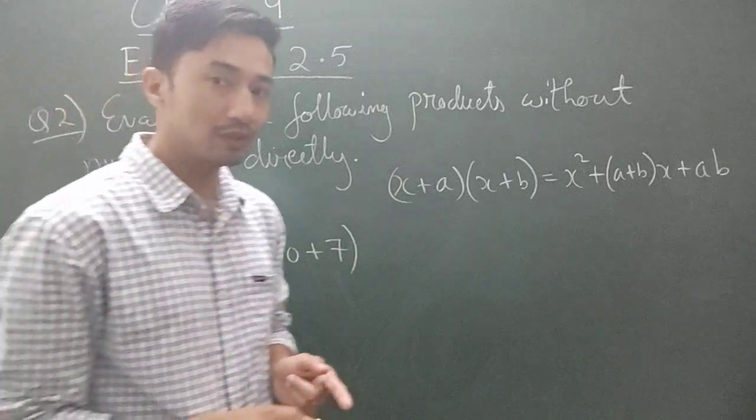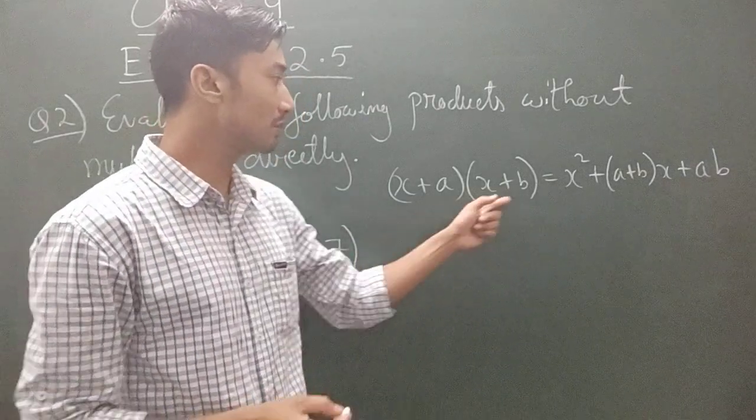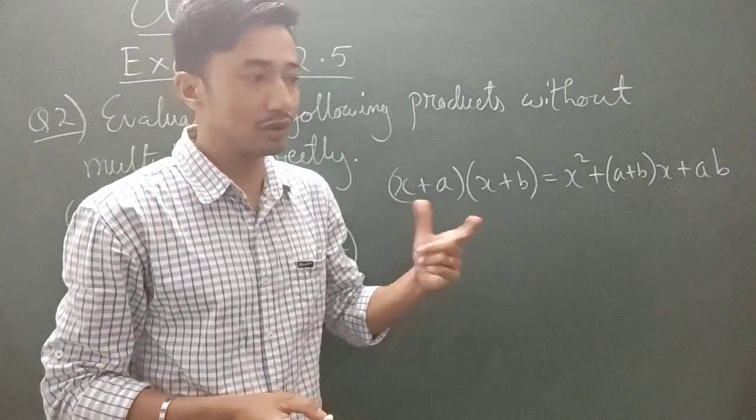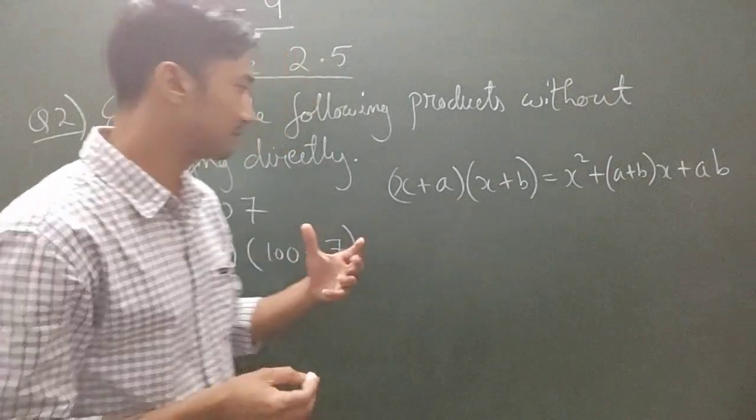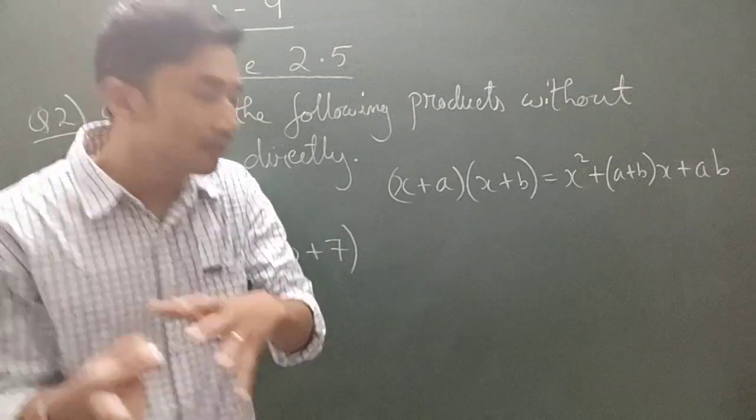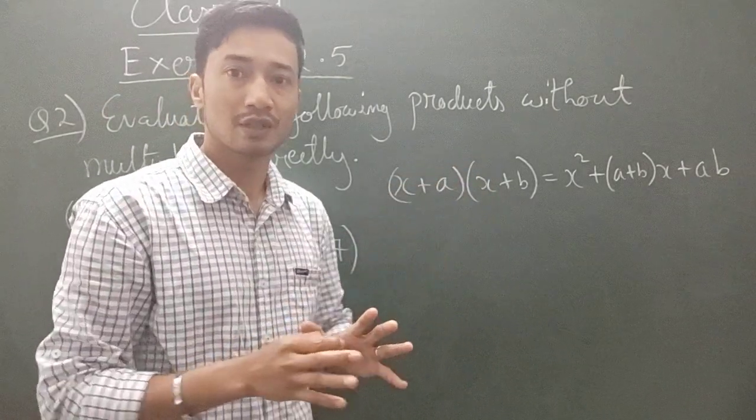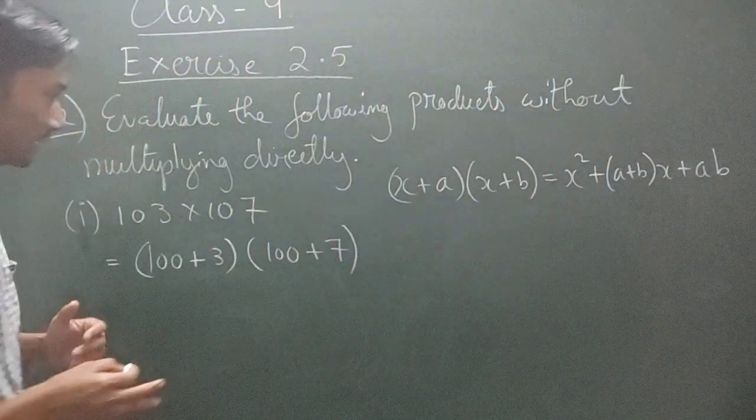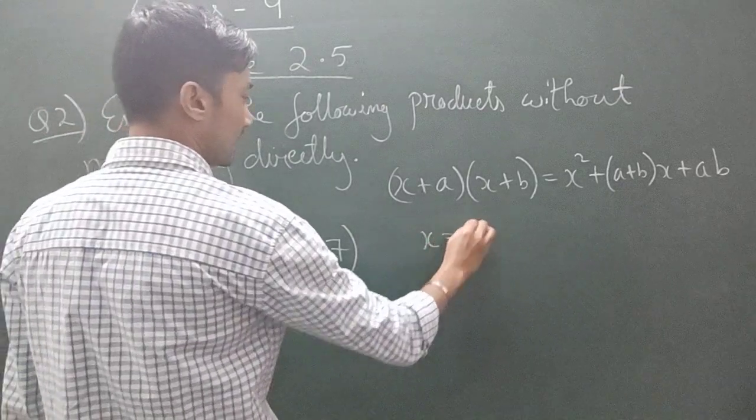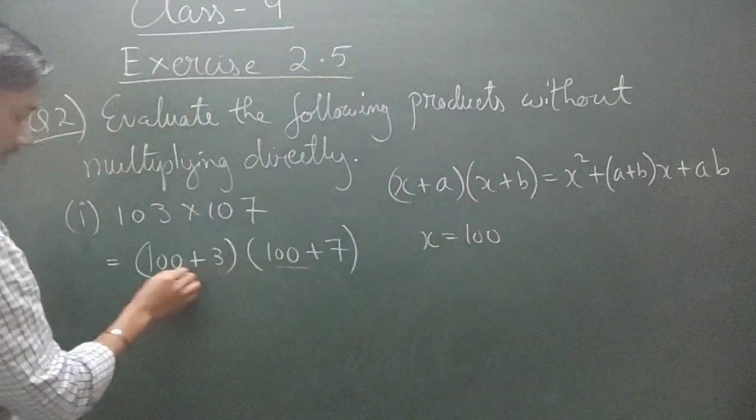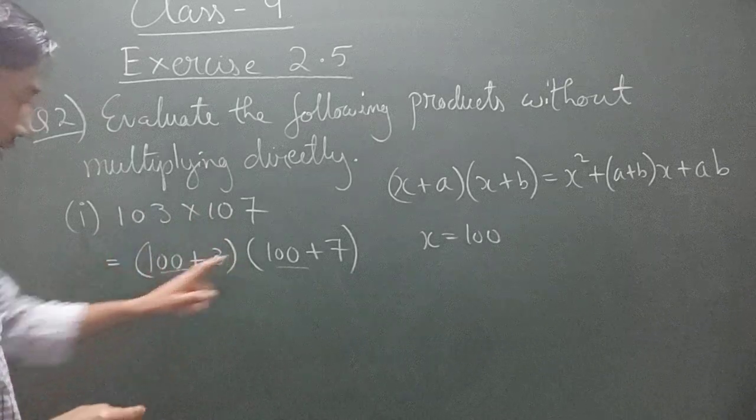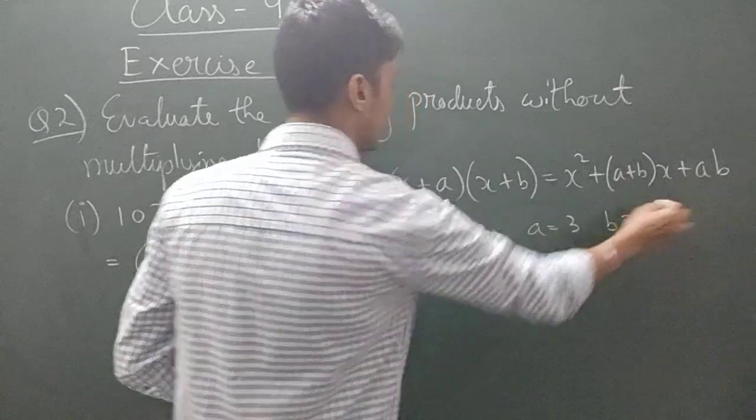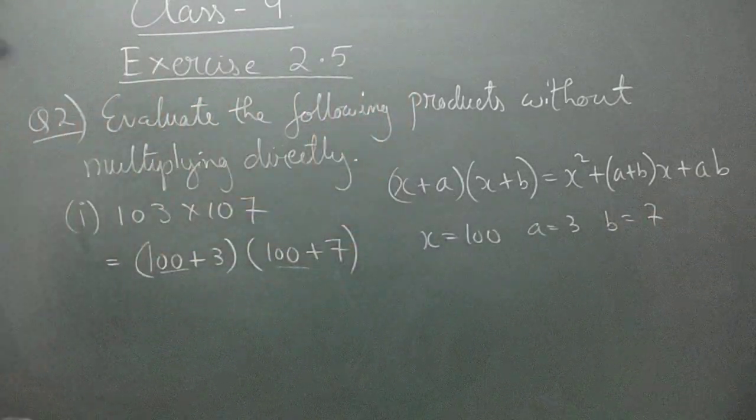If you remember last video, I told you that this formula is just a model only. If you want to use it, we can use it if whatever problem that we're solving fits into the model. If you remember, last class we did that. So now if you compare this, what happens here? x is 100 now, we can compare, isn't it? x is 100, a value is 3, b value is 7. So we'll just use that formula very easily.